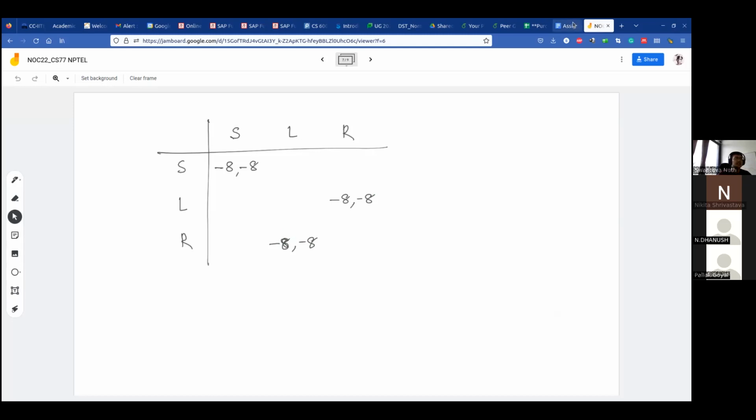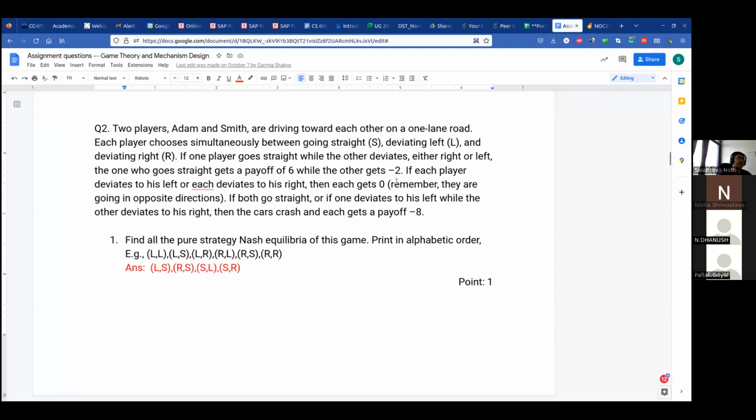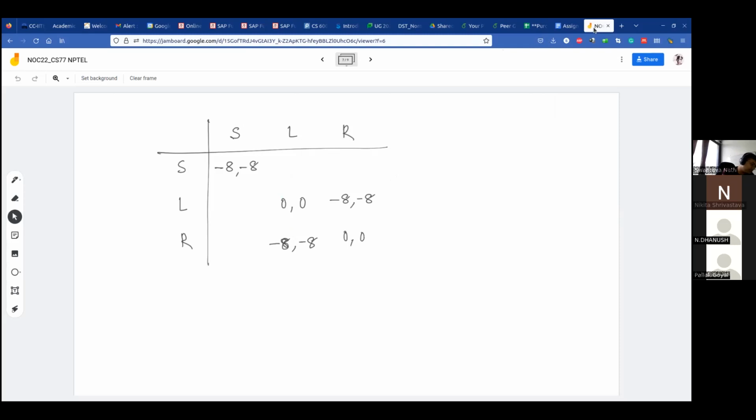Now, what is the other case? Left, left is 0, 0, and right, right is 0, 0. Now, one goes straight and the other goes left or right. The one who deviates gets -2, and the one who goes straight gets 6. So the straight player gets 6, and in the other two cases the other person gets -2. Similarly here, -2, 6, -2, 6. This is the game matrix.